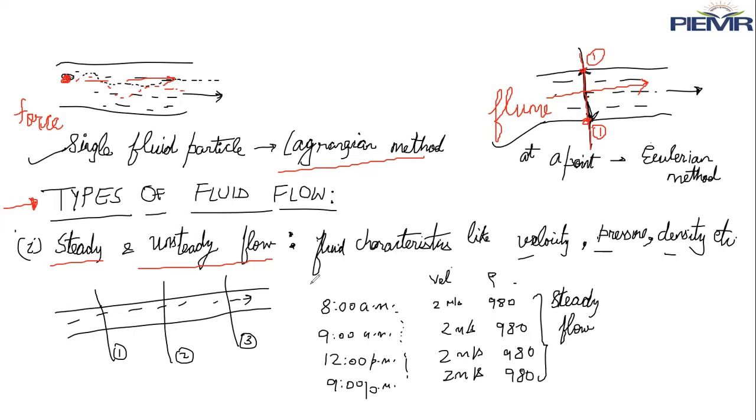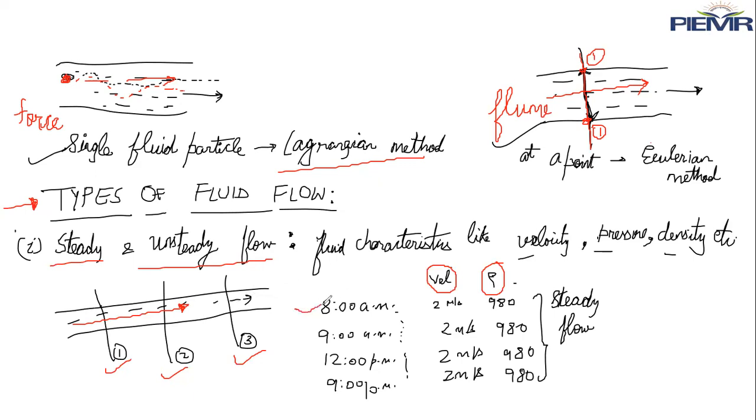Now, for example, if this is a channel or a flume or a pipe in which fluid is flowing in this particular direction, I have taken three sections for study of the fluid. This is section 1, this is section 2, and this is section 3. Now, at different times of the day and the night, I am recording certain parameters. Say for example, one parameter I am recording is velocity, and another parameter that I am recording is density of the fluid which is flowing inside this pipeline.